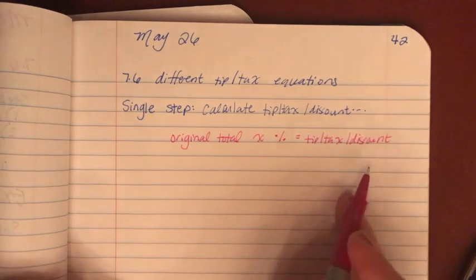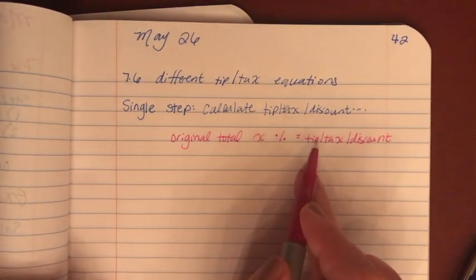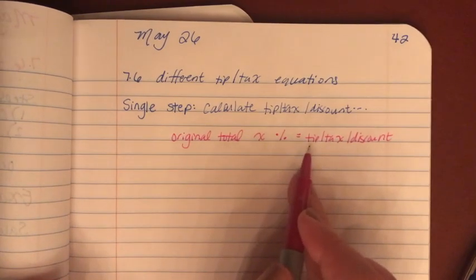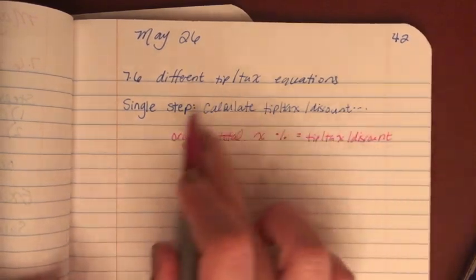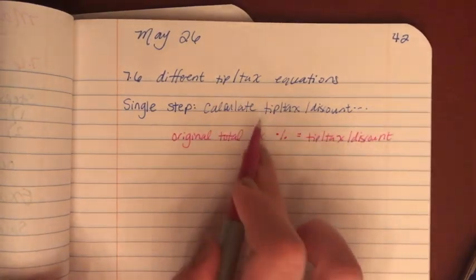So then in a problem, if you're given one of these, you would use this equation to work backwards. They say you left a 20% tip and it was $1.60. What was the original? You would use this equation here because you were given the tip, the tax, or the discount. So this is the single step equation.